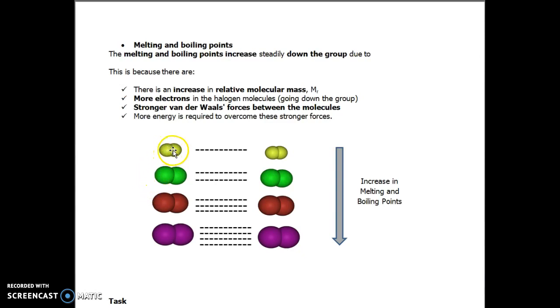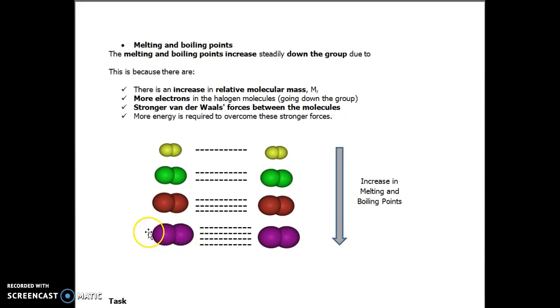So for a fluorine molecule, each atom's got 9 electrons, so it's got 18 electrons there. So it's quite small. It also means it's not going to be readily polarized because it's such a small molecule. So they're going to have weak forces, and that's why we have such a low melting point and boiling point. Whereas for an element such as iodine, I can't remember exactly, it's between 50 and 60 electrons per atom. So you've got somewhere in the region of about 120 electrons here.